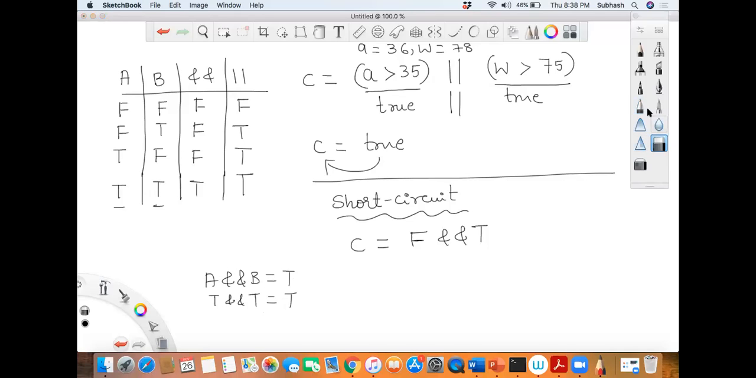Now if either of the one is false, then what will the result be? It would be false only, correct? No. Now that is what I'm trying to tell you.